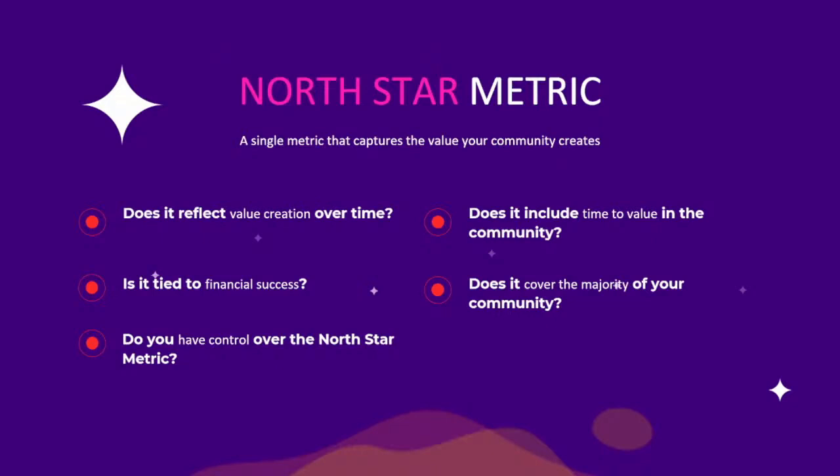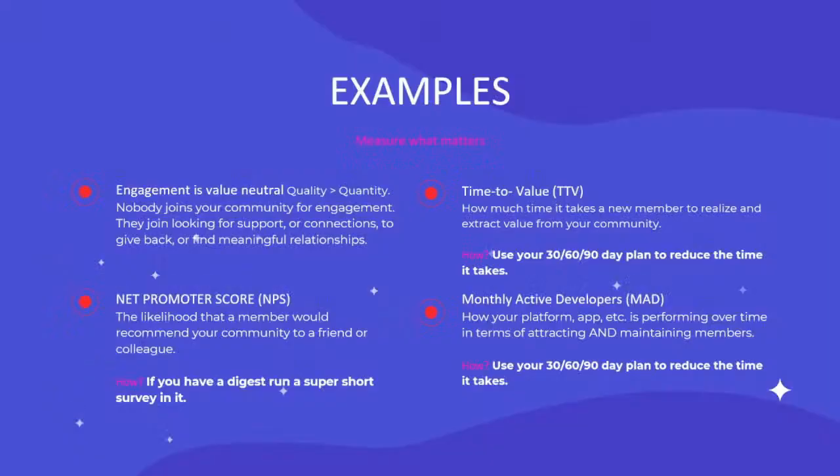So North Star metric, does it reflect value creation over time? Does it include time to value? Is it tied to financial success? What's that one number going to be? And I've got some examples. I've also realized I've used a fancy font on this slide deck that hasn't carried over clearly to the laptop, which is why we're not getting it looking exactly as it is.